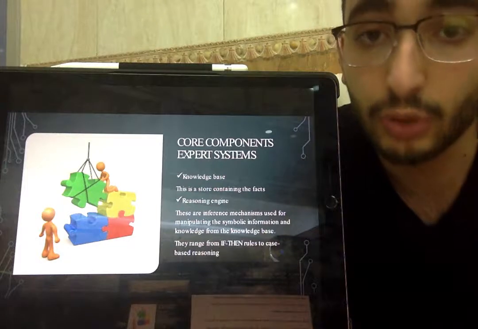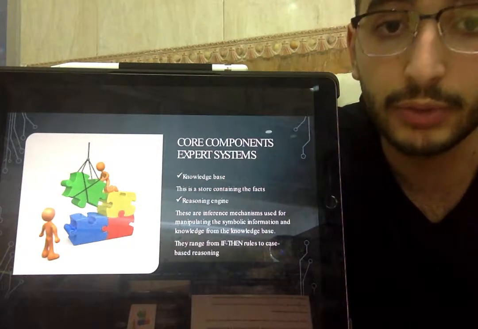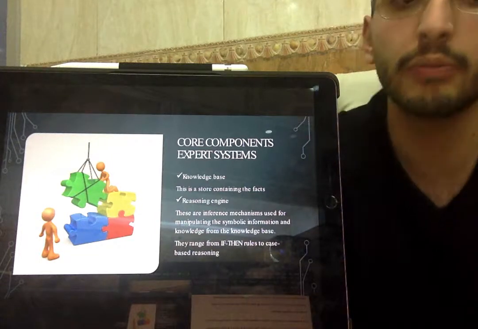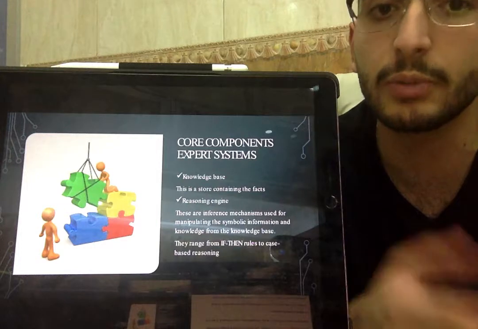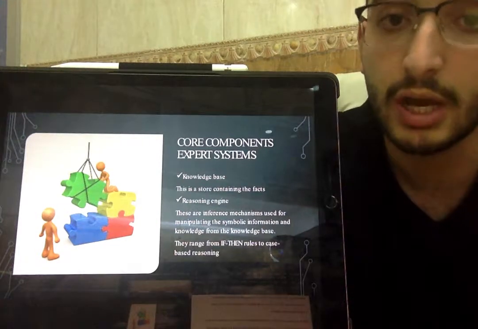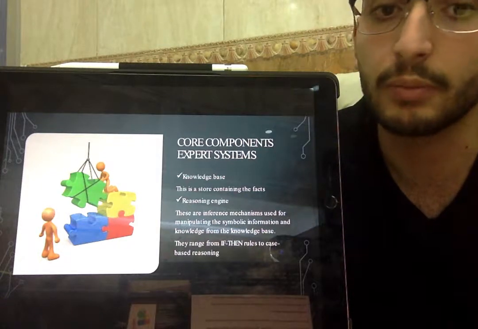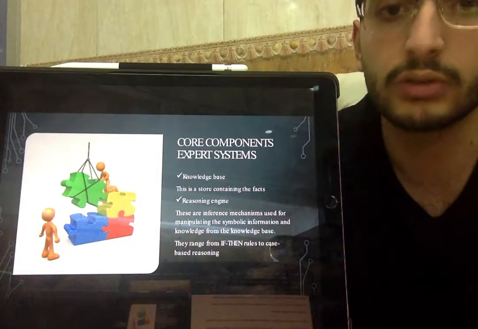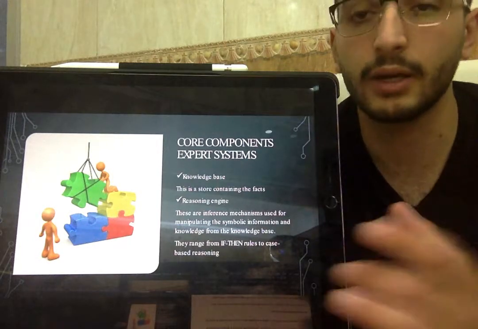Knowledge base is a store containing all the facts necessary for the expert system to function. The reasoning machine is another component, which is an inference mechanism that is used to manipulate the symbolic information and knowledge contained in the knowledge base. These machines range from if-then rules to case-based reasoning. These two components work hand in hand together.